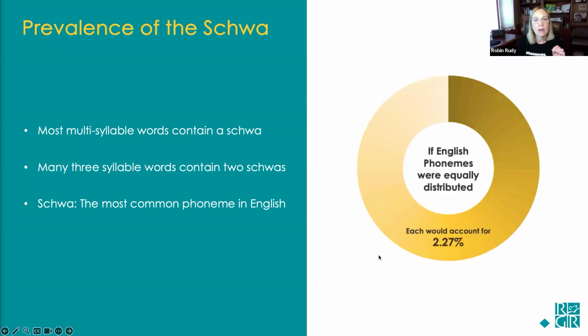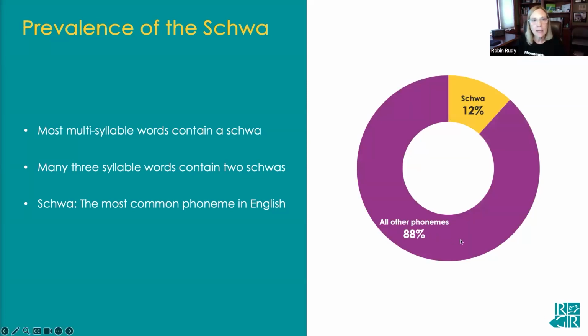Now remember, to give you a visual, English has 44 phonemes. If all 44 phonemes were evenly distributed, meaning if we said short E as often as we said short I, each phoneme would account for about 2.25%. So all your vowels, all your consonants, and so on would each account for 2.25%. But that is not the case.